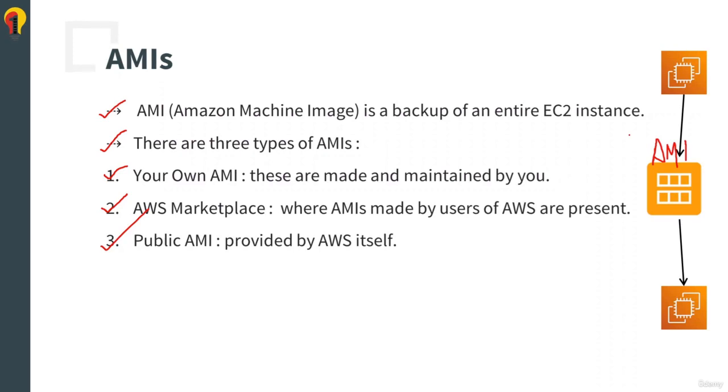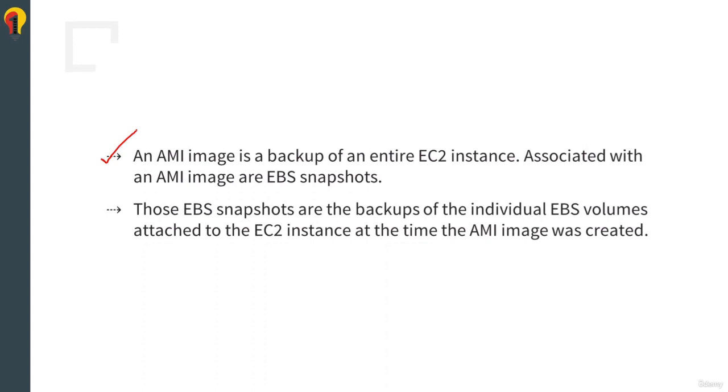So remember that an EBS snapshot is a backup of a single EBS volume, whereas AMIs are backups of an entire EC2 instance. So AMI images are associated with EBS snapshots. Those EBS snapshots are the backups of the individual EBS volumes attached to the EC2 instance at the time the AMI image was created. Hope you understood the difference between AMI and EBS.